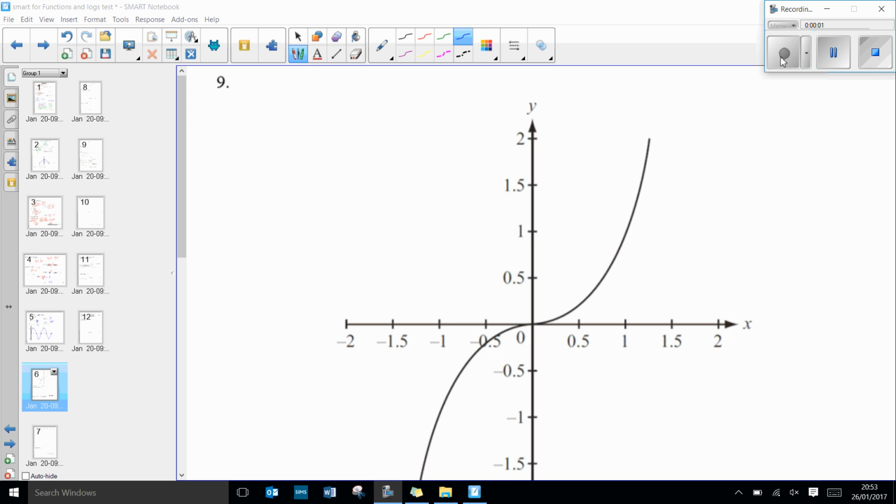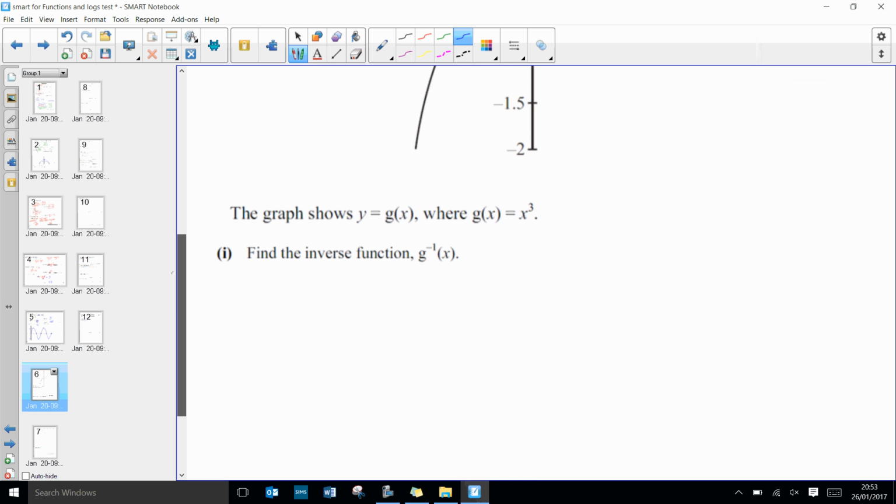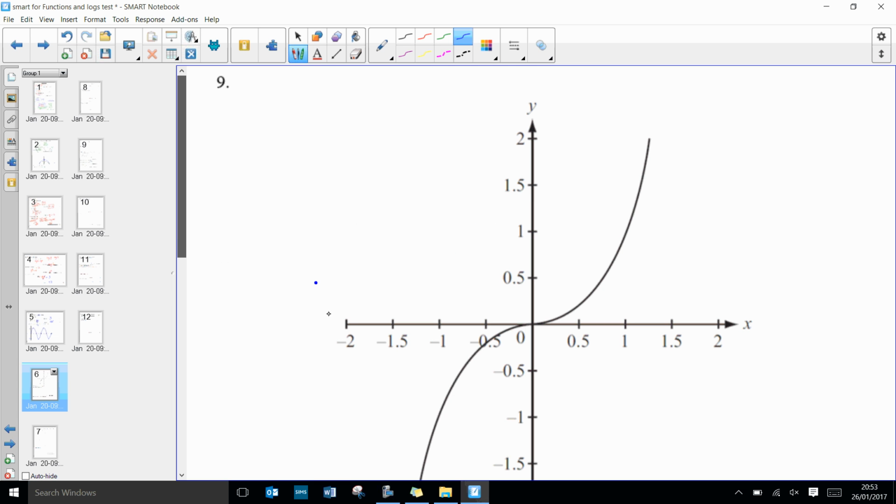Number 9. Graph shows y equals x cubed. Find the inverse function.